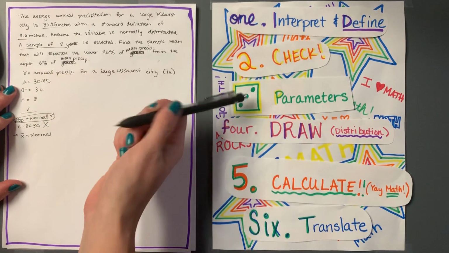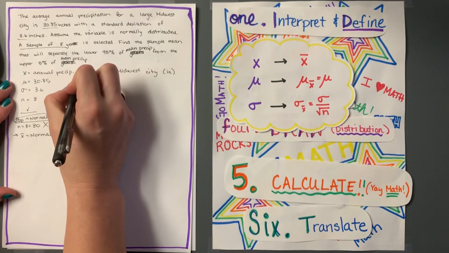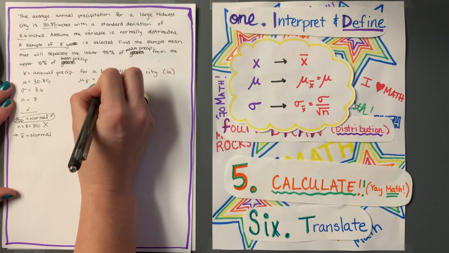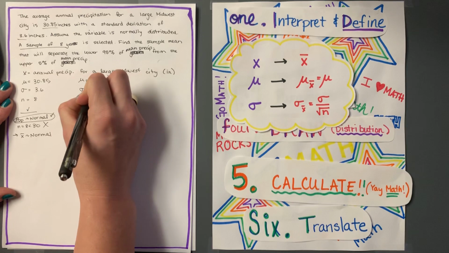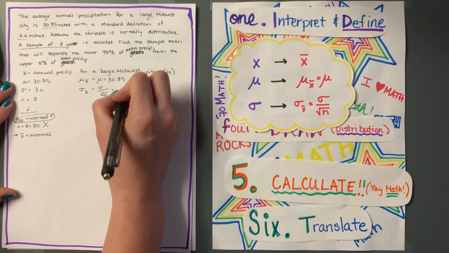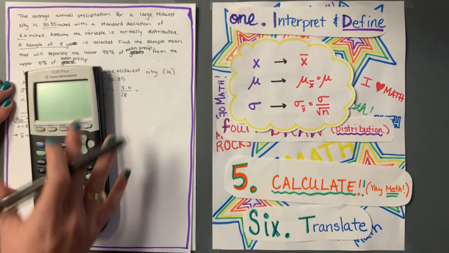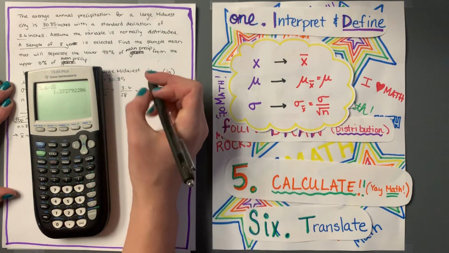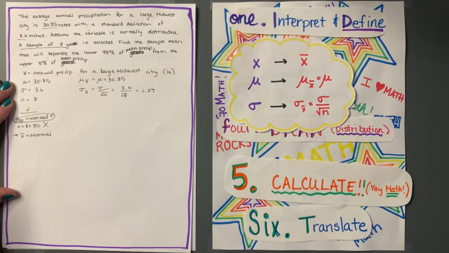So now I need to find my parameters. To calculate my parameters, I need the mean of my sampling distribution, which should be equal to the mean of my population, which is 30.85, and the standard deviation of my sampling distribution, which should be the standard deviation of my population divided by the square root of n. So that is 3.6 divided by the square root of 8. Going to my calculator, that gives me 1.27 as my standard deviation.